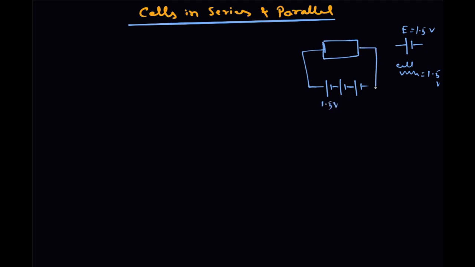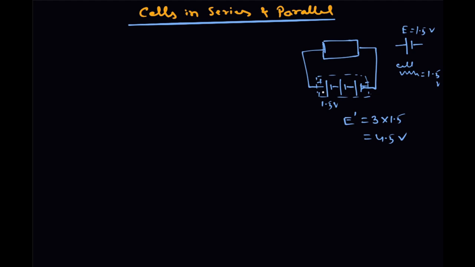These 3 cells are supplying this device or any appliance. Now there are 3 cells connected in series. These are the cells forming the battery, and the total voltage of the battery, that is E dash, is 3 into 1.5, so you get 4.5 volts across the terminals of the battery, considering the internal resistance is 0.